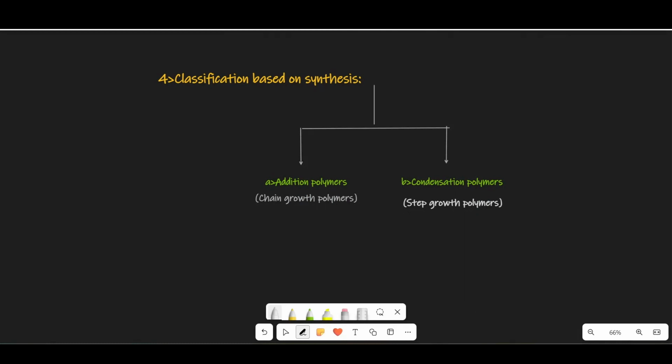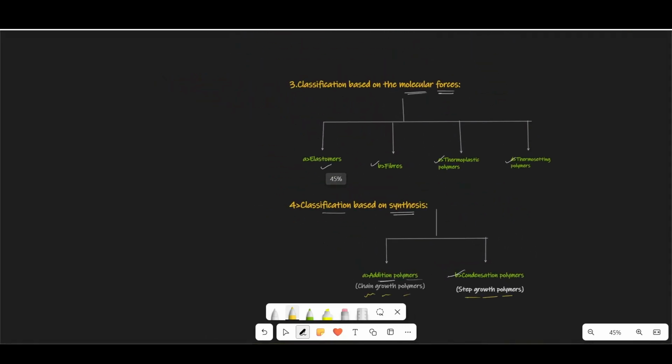The next classification is based on synthesis. These are very important, so I'll explain them in my next video. I'm just telling you how this classification occurs. Classification based on synthesis is divided into two types. One is addition polymers and another one is condensation polymers. Addition polymers are also known as chain growth polymers, and condensation polymers are also known as step growth polymers. In my next video I'll explain this in detail.